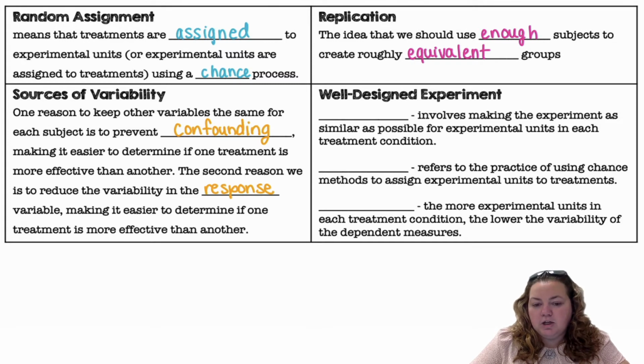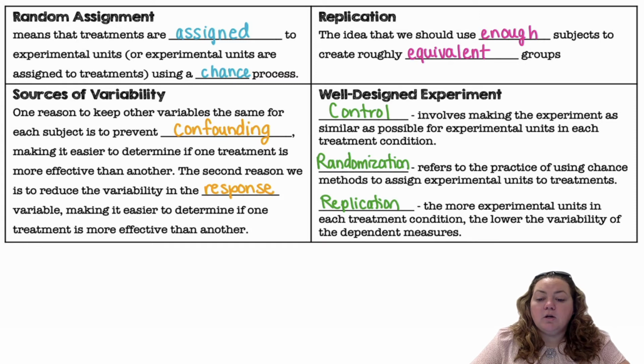Well-designed experiments should have control, which involves making the experiment as similar as possible for experimental units in each treatment condition. Randomization refers to the practice of using a chance method to assign experimental units to treatments. And replication: the more experimental units in each treatment condition, the lower the variability of the dependent measures.